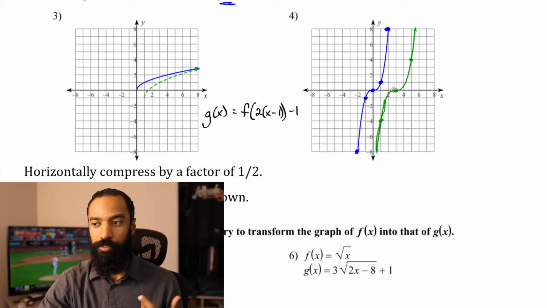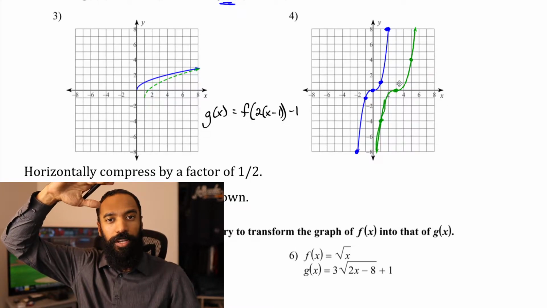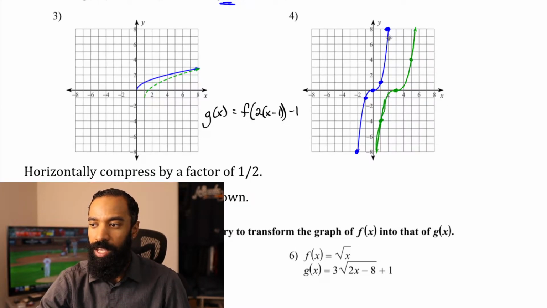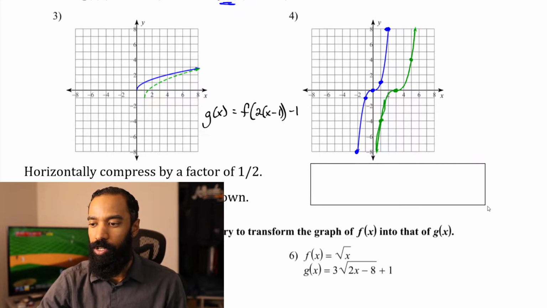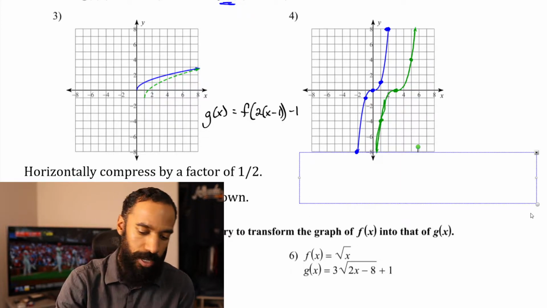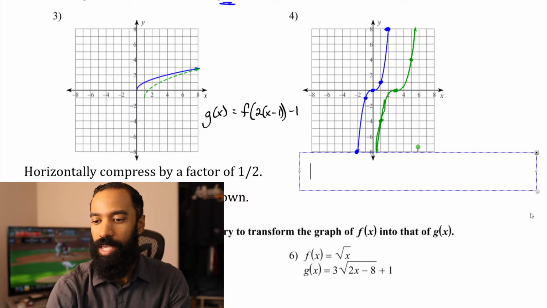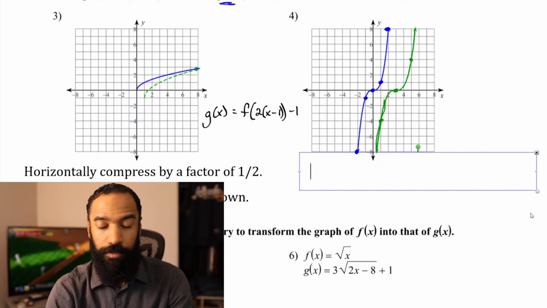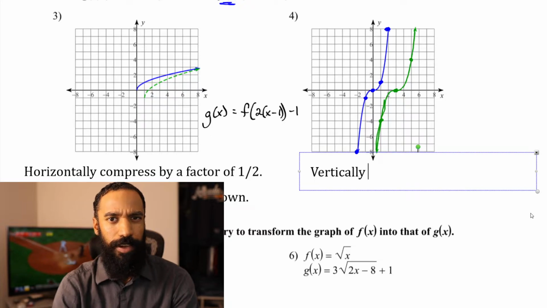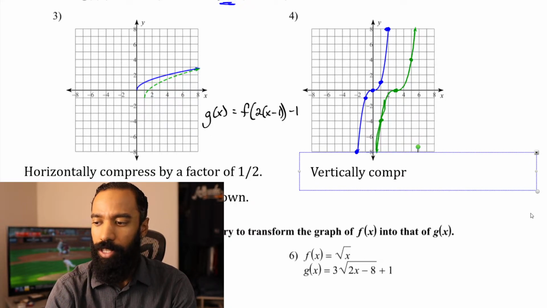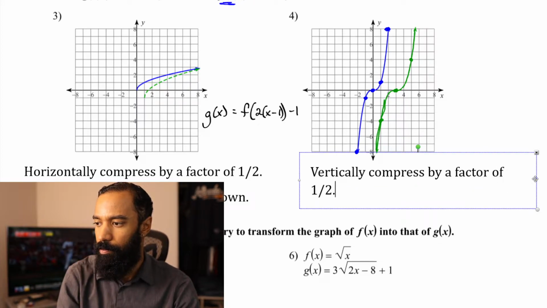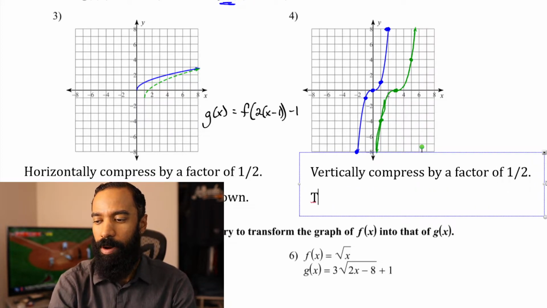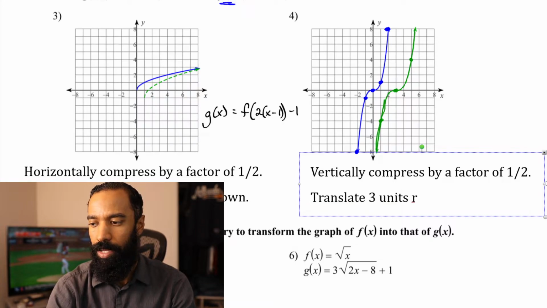The center shifted 3 units to the right, but everything also vertically compresses, if you consider that this point is a transformation of that point right there, as opposed to this point being 2 transformations of that. As far as descriptions go, and of course that's not the official answer, I have to do the compression first, vertically, even though it doesn't seem to affect the horizontal translation. Vertically compress by a factor of 1/2, and then also translate 3 units to the right.